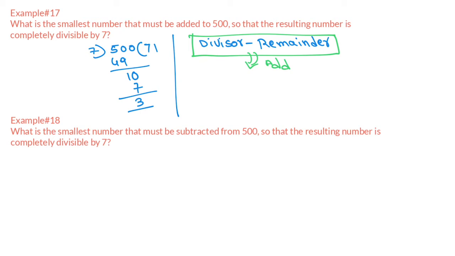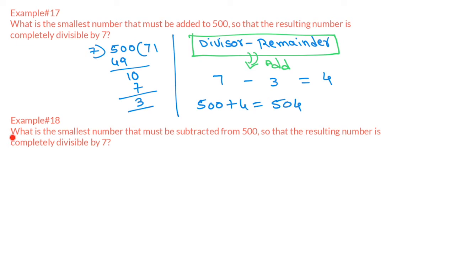Okay, here in this case, that value is 7 minus 3, which is equal to 4. So 500 plus 4 is the value which is exactly divisible by 7. If I divide this number with 7, it gives 72.